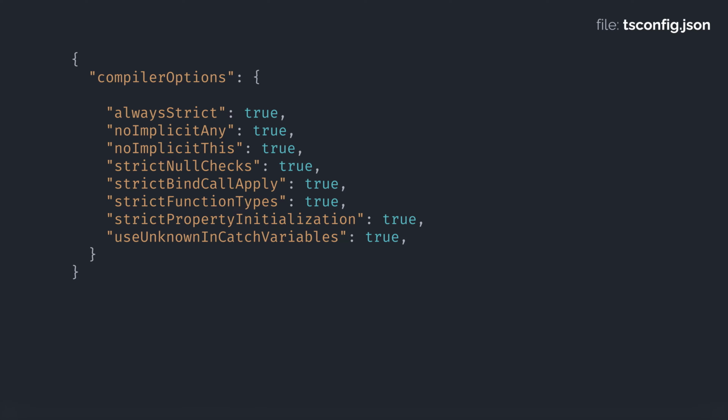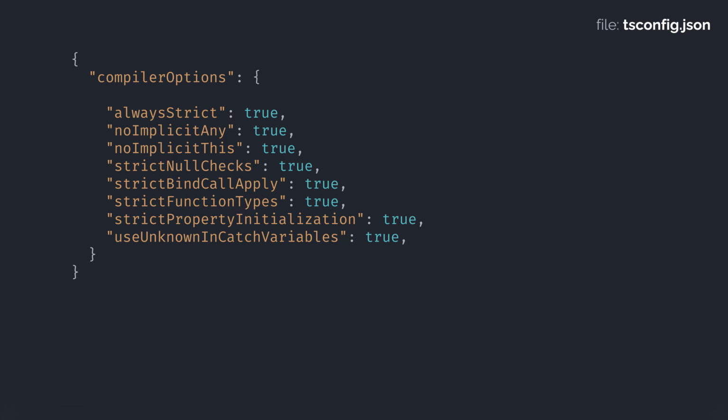Let's start by breaking down the strict mode flags. As you can see, there are 9 flags in the strict mode category. The first one, strict, is actually just an alias. Setting strict to true is the same as setting all the other 8 strict mode flags to true. It's just a shortcut. But that's not to say that it doesn't provide value.